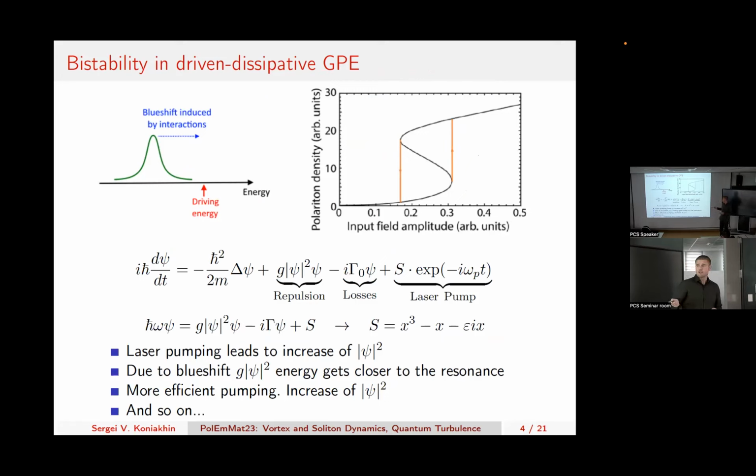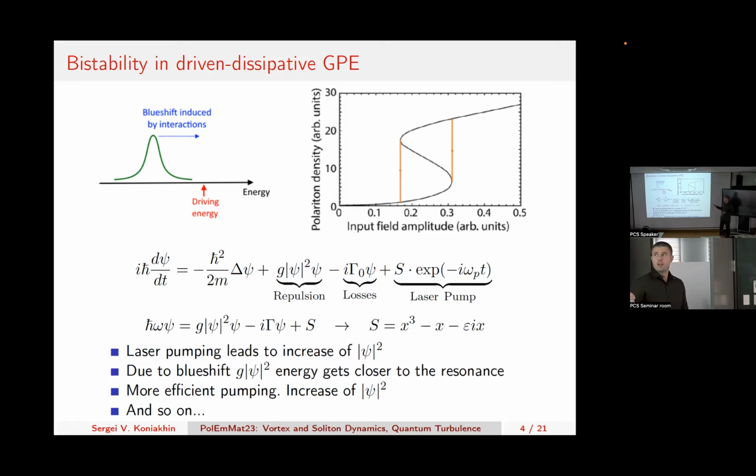It is the resonant pumping regime and the phenomenon of bistability. So imagine that we are starting from zero intensity of the laser, and we are gradually increasing the intensity. So let us say we are driving somewhere above the cavity photon mode. The laser pumping leads to increasing density of polaritons, and it leads to a blue shift of the energy of the mode, and as a result, we come closer to resonance, and pumping becomes more efficient, and so on and so on.